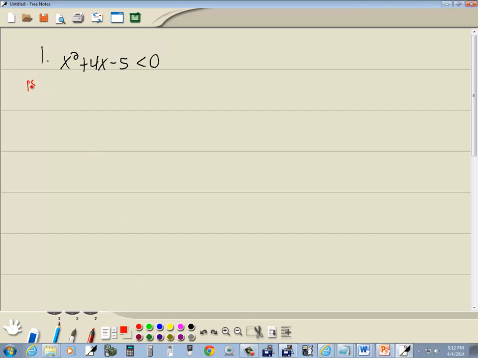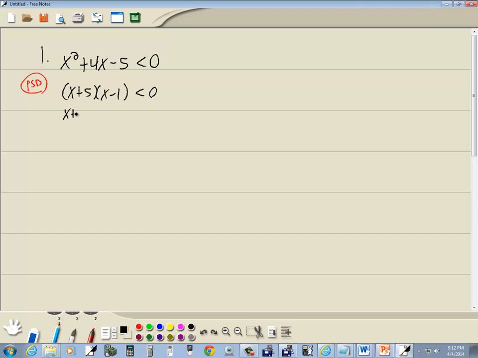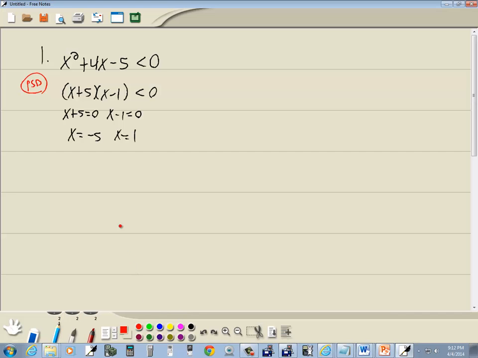Step 2, factor the left side. This factors using the PSD method. Factors as x plus 5 times x minus 1 is less than 0. It says set each factor equal to 0 and solve. So we'll set x plus 5 equal to 0, and we'll set x minus 1 equal to 0. And that gives us x is equal to negative 5, and x is equal to positive 1. I guess that was step 2, what we just did there.